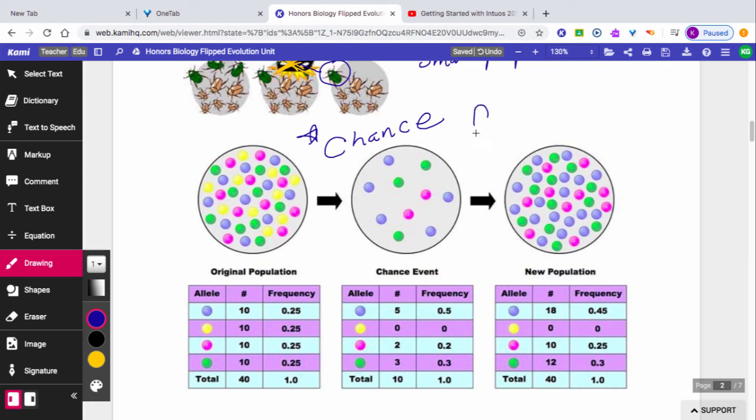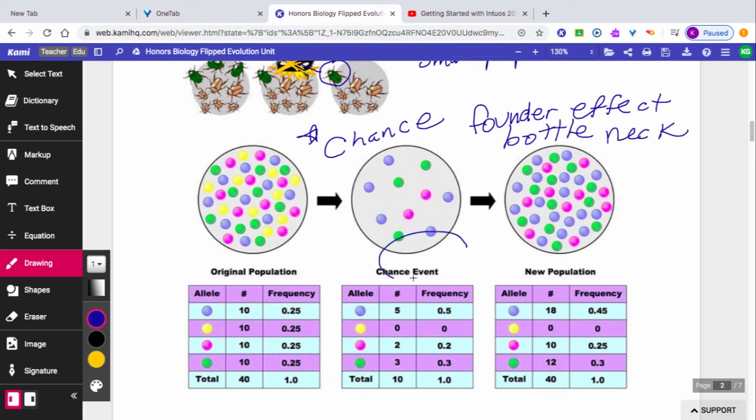So that's sometimes called a founder effect, or sometimes called a bottleneck. So the event itself, the chance event, is called a bottleneck, and then the new population being founded from the survivors of the bottleneck, that's called a founder effect.